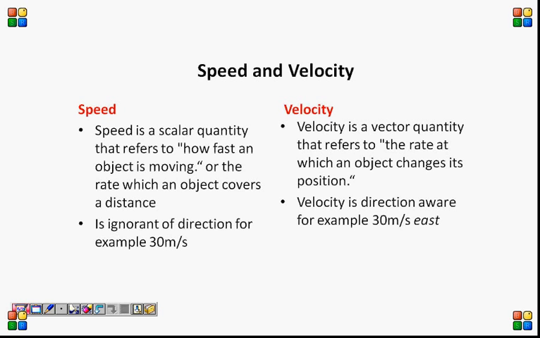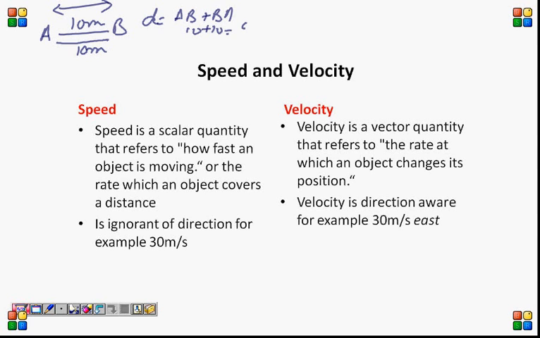Let's see how. A person is moving from point A to point B, covering a distance of 10 meters. It's a sheer distance. The distance between A and B is 10 meters. In this case, the displacement of the object is also 10 meters. But let's assume the object is moving from point B to point A and covering the same distance of 10 meters. Now the total distance is A to B plus B to A, which is 10 plus 10, equal to 20 meters. So distance here is 20 meters because it's a sum of the distance the object covers from point A to point B and from point B to point A.